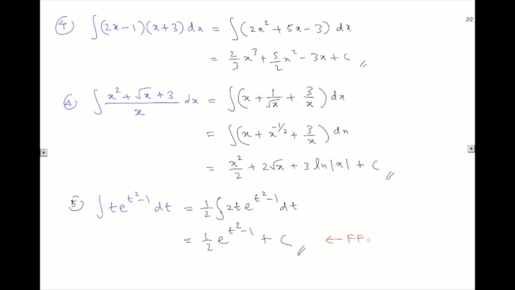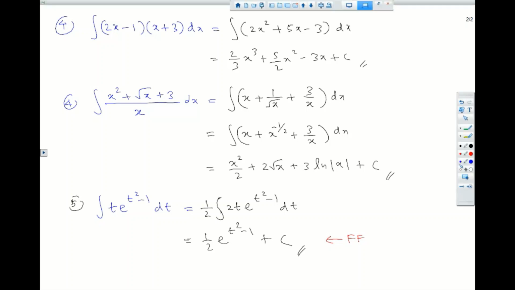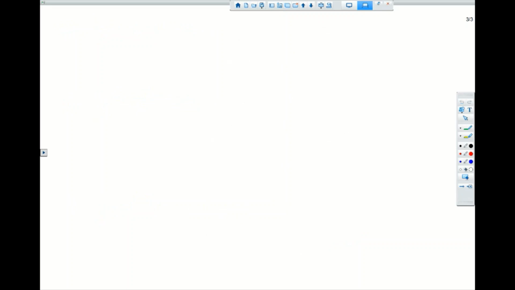Okay, so let's move on to another important technique that we call the partial fraction method. So let's do a problem from partial fraction. So number 6 is a partial fraction problem. So we can do x plus 3 divided by, let's say, x minus 1 and x plus 2, a problem like that.